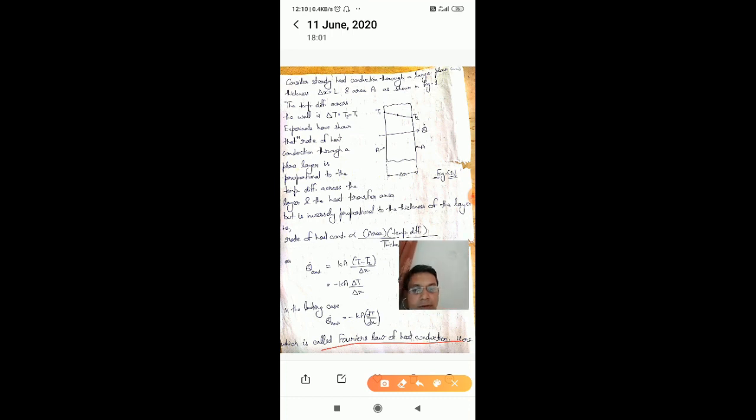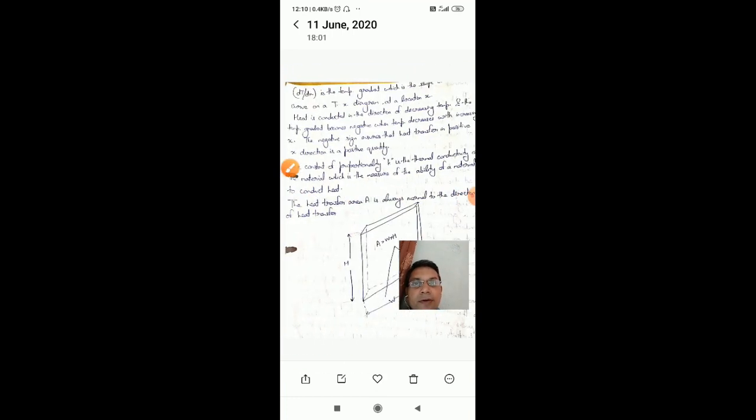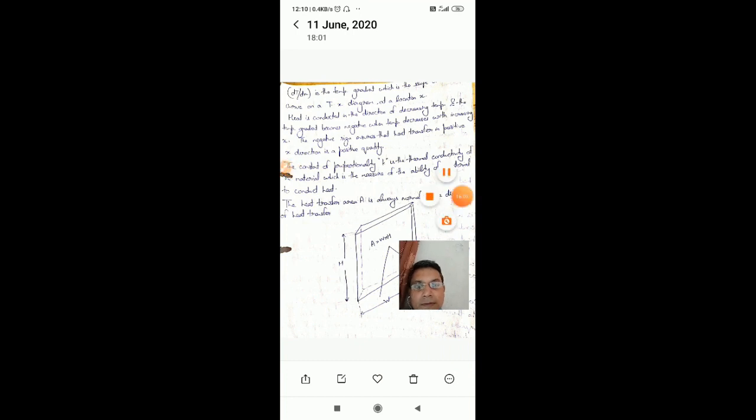Okay, now proceeding to the next part. So what does dT over dx mean? So dT over dx is the temperature gradient, or slope on the curve on a T-x diagram. That means if you draw a T-x diagram, what does T-x diagram mean? Temperature and location diagram. Then dT over dx gives the temperature gradient at that particular location.